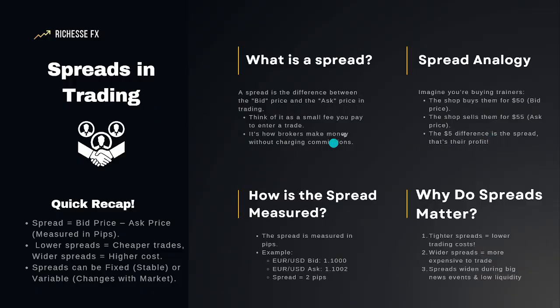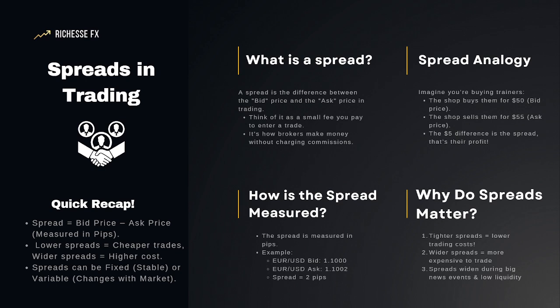So spreads in trading. What is a spread? A spread is the difference between the bid price and the ask price in trading. Think of it as a small fee you pay to enter a trade. It's how brokers make money without charging commission. Spread analogy: imagine you're buying trainers. The shop buys them for $50, that's the bid price. The shop sells them at $55, that is their ask price, and the $5 difference is the spread, which is their profit.